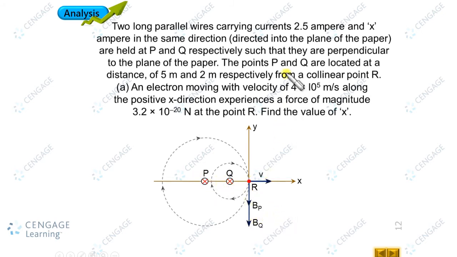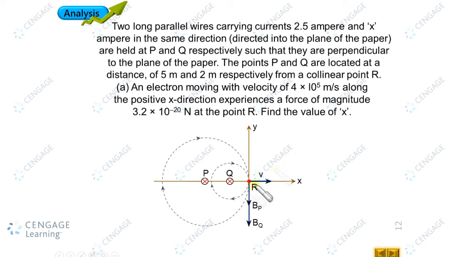Okay, and in the question we are given the electron is moving with velocity 4 into 10 to the power 5 meter per second along the positive x direction. So this is the direction of the motion of the electron. You can observe here the direction of the net magnetic field and the direction of the velocity of the electron are perpendicular to each other, right? And if we want the force acting on the electron, we use the formula for force on a charged particle moving in a magnetic field, that is F equal to q v cross B.